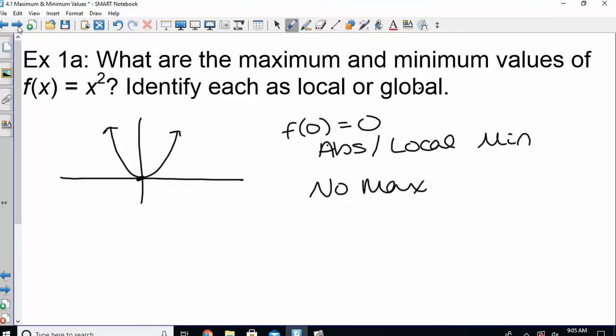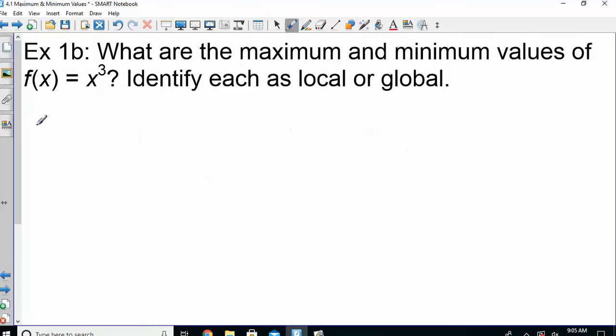What if I said x cubed? So if I graph it, x cubed is the chair. Does it have any local or global max or mins? No.